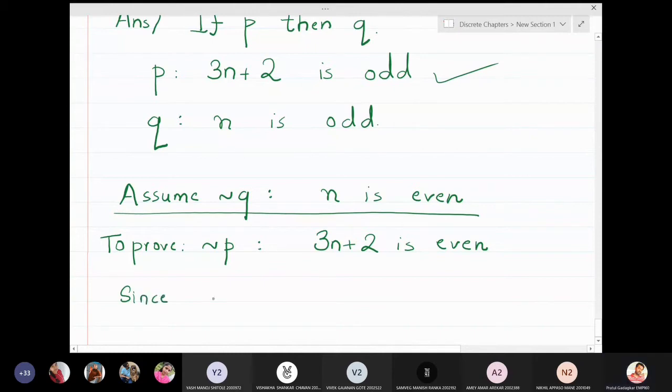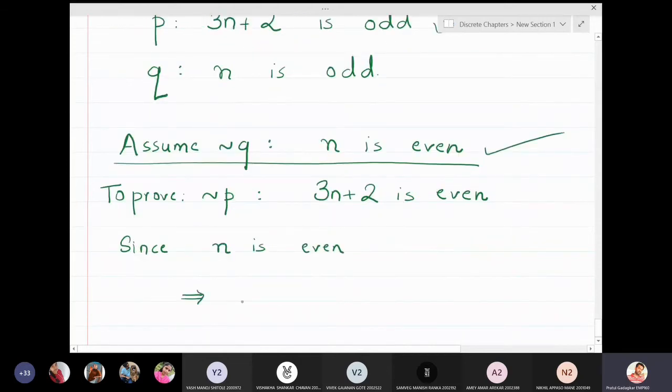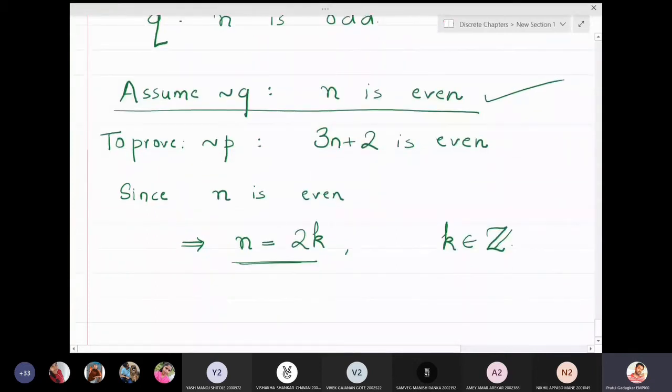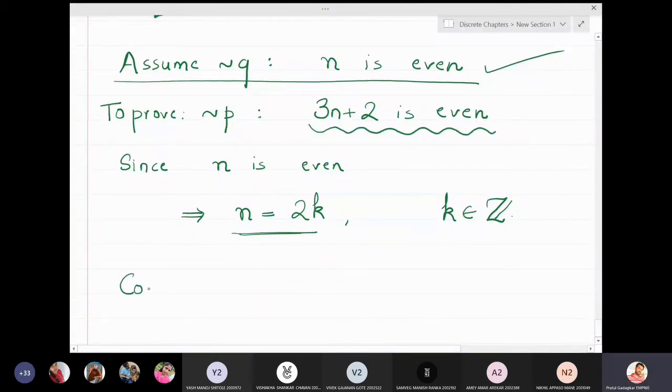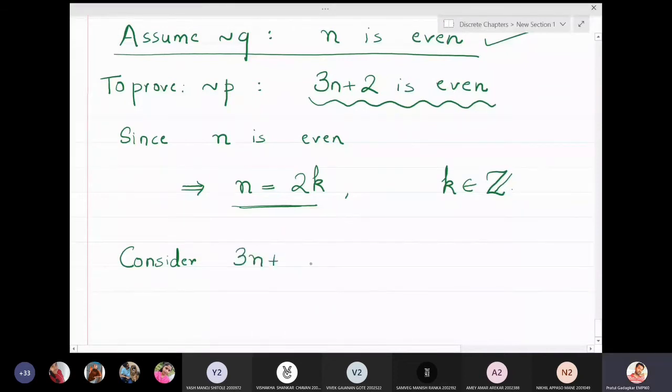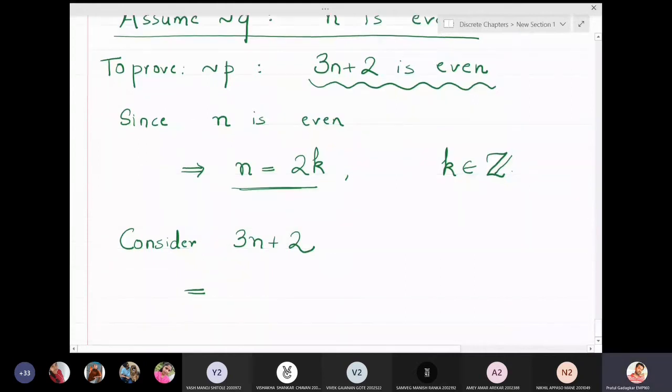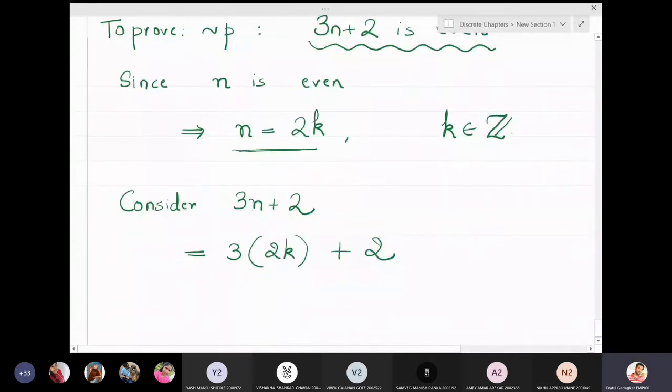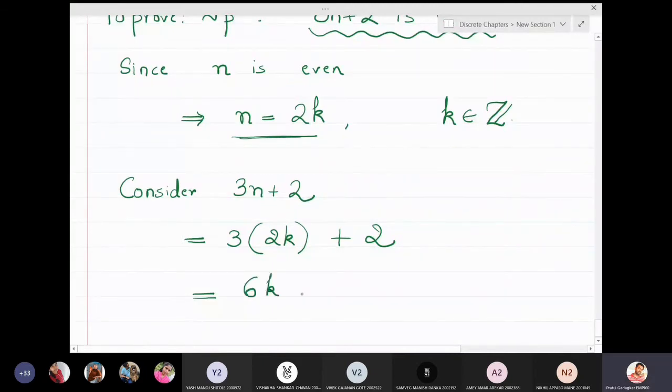Since n is even, because I've started with my assumption, this means that n can be written in the form of 2k, where k is an integer. So we know something about n. Now we want to discuss 3n plus 2. I will simplify 3n plus 2 and show that 3n plus 2 is also even, meaning 3n plus 2 must be 2 times something, right? So consider 3n plus 2, which is equal to 3 into 2k plus 2, which is 6k plus 2, which is 2 times something.